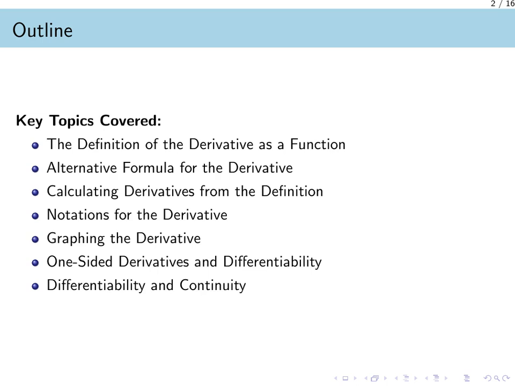Next, we will explore the visual relationship between a function and its derivative by learning how to graph the derivative. We will then refine our understanding of where a derivative exists by examining one-sided derivatives, which helps us analyze functions at points like sharp corners or endpoints. Finally, we will clarify the crucial connection between differentiability and continuity, exploring how one property implies the other and what that means for the functions we analyze.